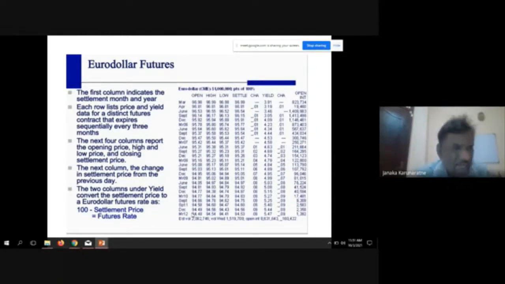Now this is just for your explanation how these futures prices indexes are shown in the futures market.